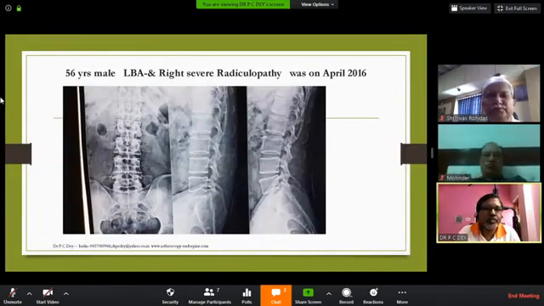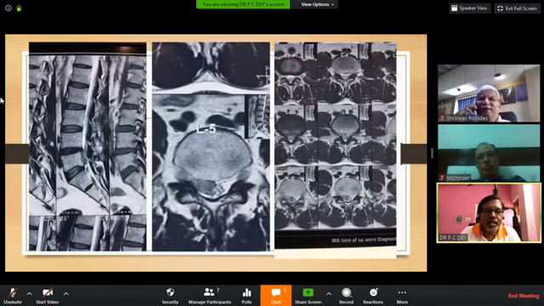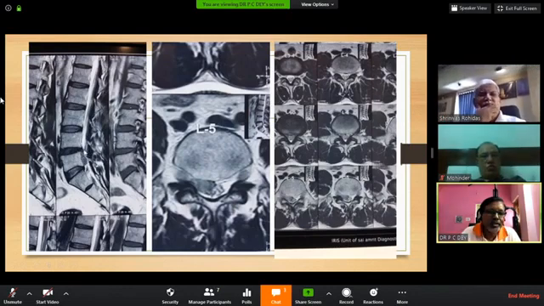This is another patient, a 56-year-old male with low backache and severe right radiculopathy, in April 2016. And he got operated due to this problem. The MRI shows an extruded and migrated disc at L4-L5, almost 1 level below the L4 vertebra. This is the L4 vertebra, and the posterior surface is almost covered. The whole of the disc is covered completely. This is a right side disc.